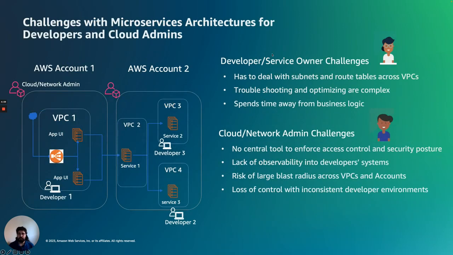When looking at the personas within an organization, we typically see the following challenges. As a developer or service owner, you have to deal with subnets and route tables across VPCs. Troubleshooting and optimization are complex. You spend time away from writing business logic. As a cloud or network admin, you have no central tool to enforce access control and security posture. There is a lack of observability into developer systems, and you have a risk of a large blast radius across VPCs and accounts. You have a loss of control with inconsistent developer environments.